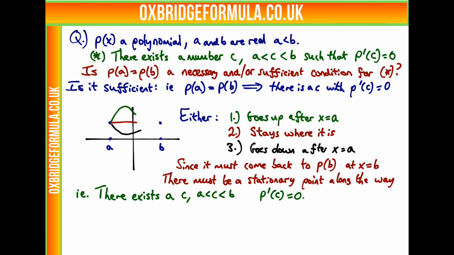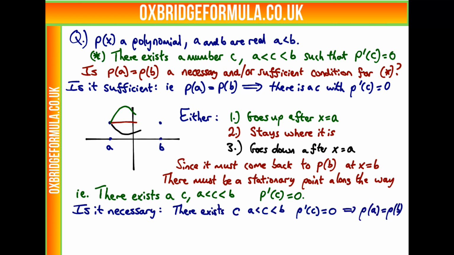Is it necessary? Well, this statement means that if there exists a c between b and a such that P prime of c is equal to 0, then P of a is equal to P of b. This seems absurd because a and b could be anything. We could choose a to be minus 100, b to be plus 100, and if there is any stationary point in between that range, does that mean P of minus 100 equals P of 100? No, not quite. So it seems false.